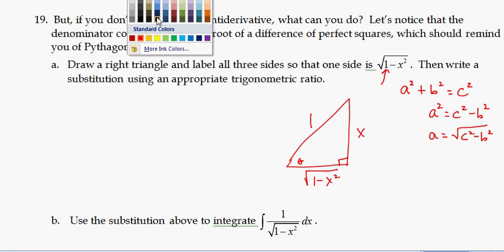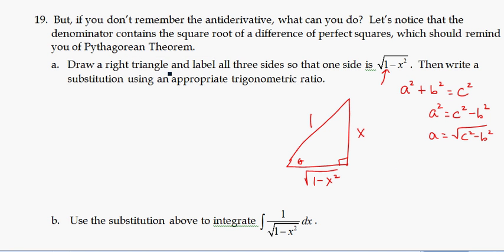So we drew our right triangle, we labeled all three sides, and now we want to write the substitution using an appropriate trig ratio. Which ratio makes it easy to solve for x? I want to use the opposite side and the hypotenuse. I want to avoid this adjacent side. So this is my opposite and this is my hypotenuse, and so that's going to be sine. Sine of theta is equal to the opposite over the hypotenuse. So sine theta is just x.